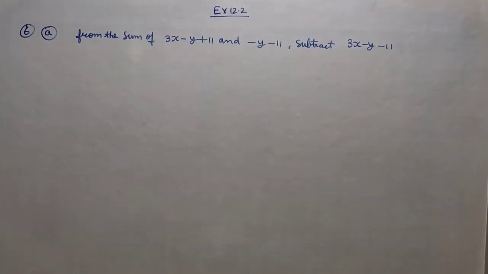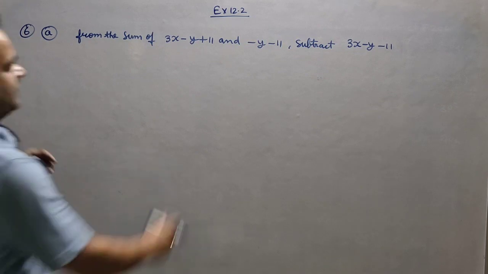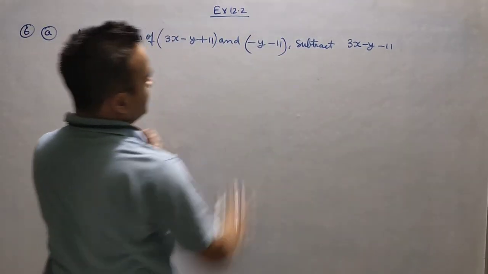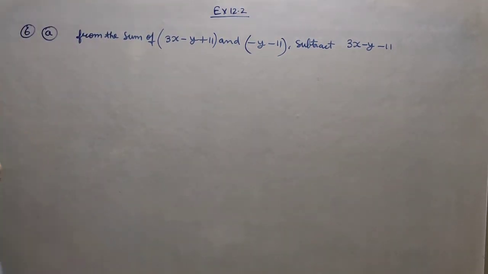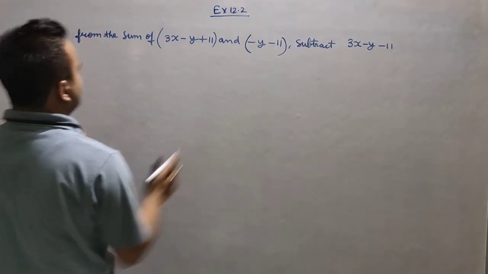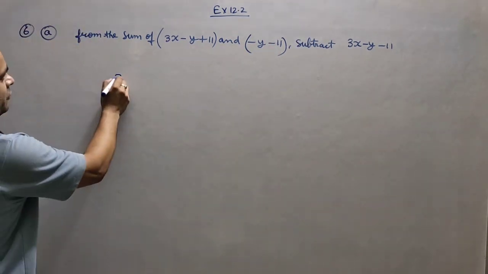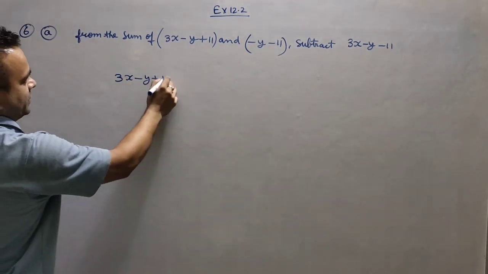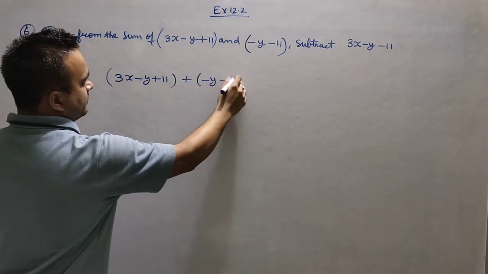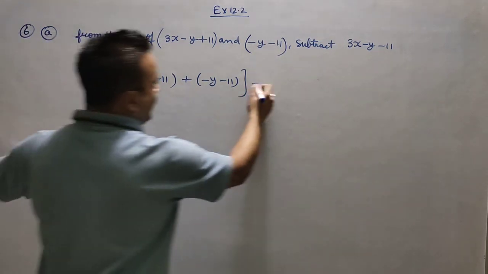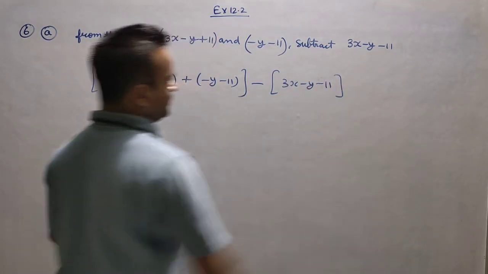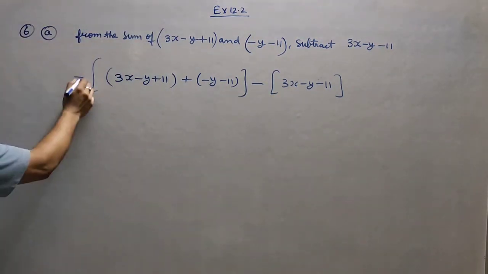From the sum of 3x minus y plus 11, and it means what we have to do, we have to do the sum of these two expressions, and subtract this. So from the sum of this subtract this. So ultimately I can write in the expression form, from the sum of this subtract this one. I hope this one is clear. Now I have written in the expression form.